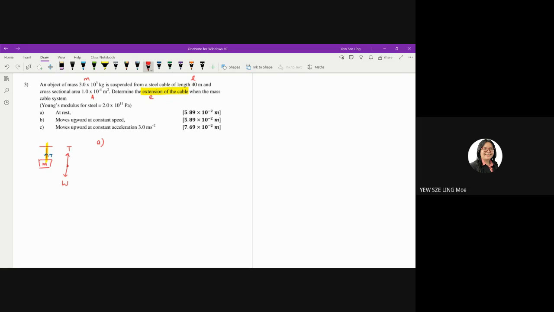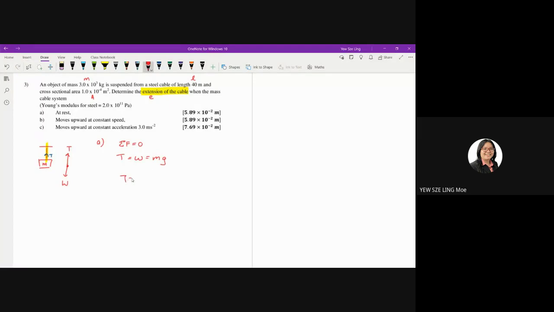If your object is at rest, then what should you do? You're going to apply Newton's first law. For an object that is not moving, that is at rest, you apply Newton's first law. So if the object is not moving, then straight away the upward force is equal to the downward force. Therefore, T is equal to W. It is equal to mg, right? So it equals mg.